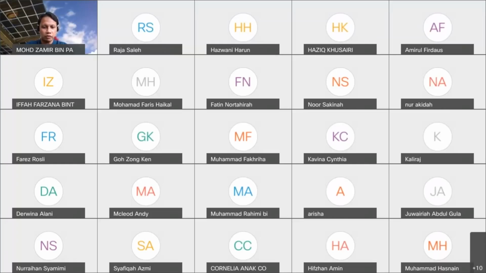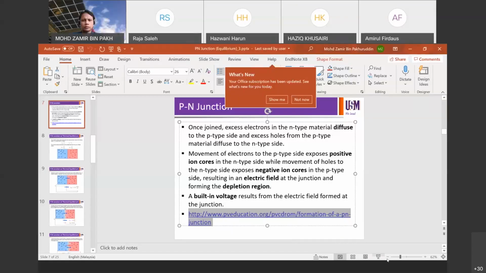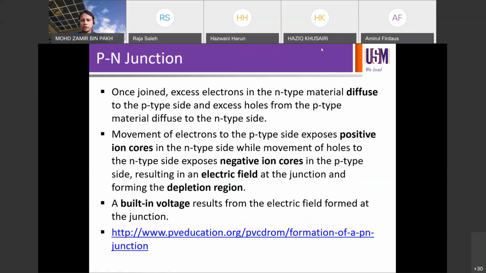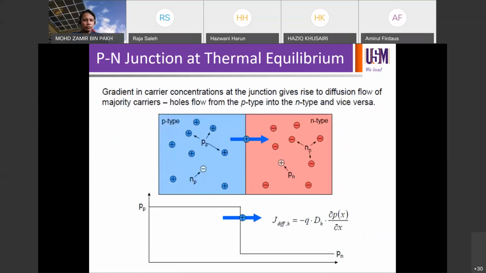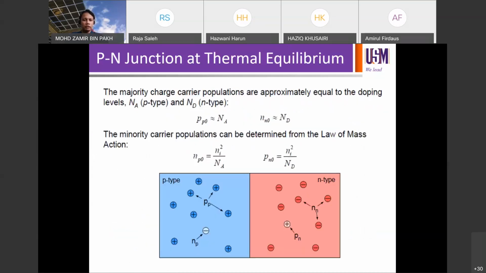Let me go back to the slide before I finish. Okay, you can see the slides, right? Right, good. So you've seen the animation, so that's what's actually happening when you have the diffusion. Okay, let's just finish off on this slide.